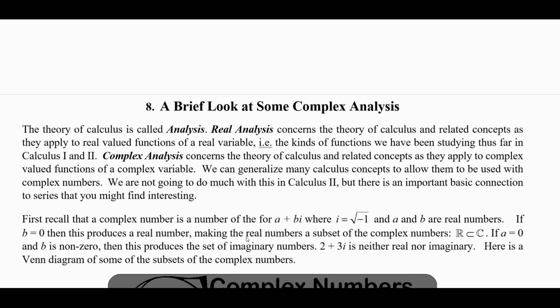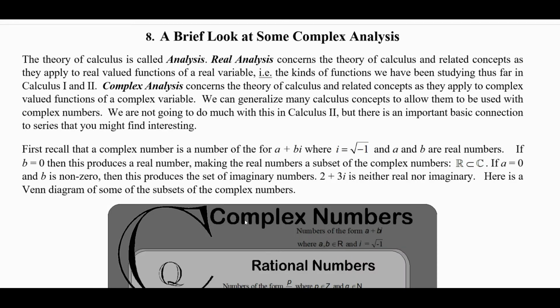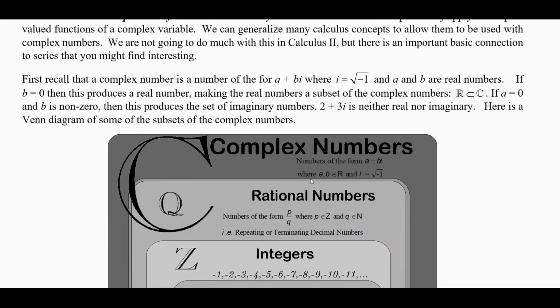First, recall that a complex number is a number of the form a plus bi, where i is the principal square root of -1, and a and b are real numbers. If b is 0, then this part goes away, and we get a, which is a real number. So real numbers are a subset of the complex numbers. If a is 0 and b is not 0, then you get numbers of the form bi, which are the imaginary numbers. And things like 2 plus 3i are neither real nor imaginary, but they are complex.